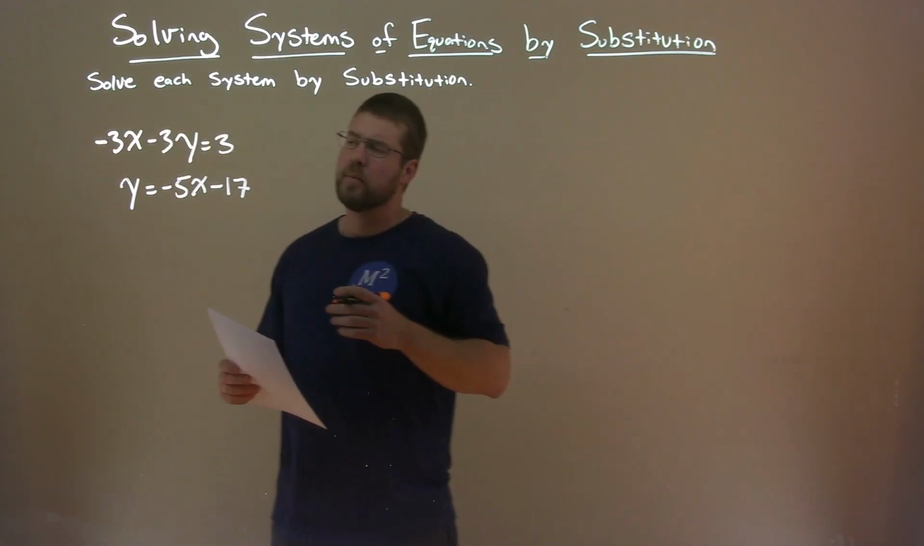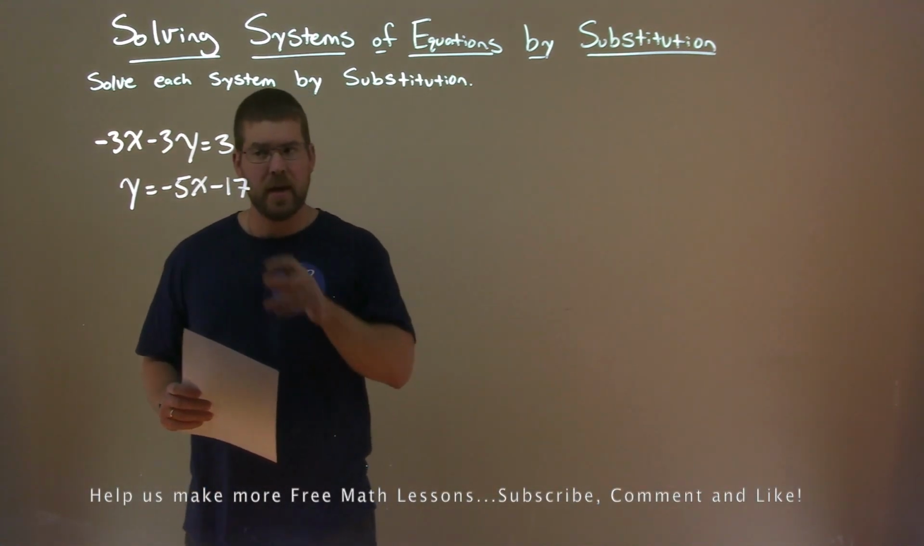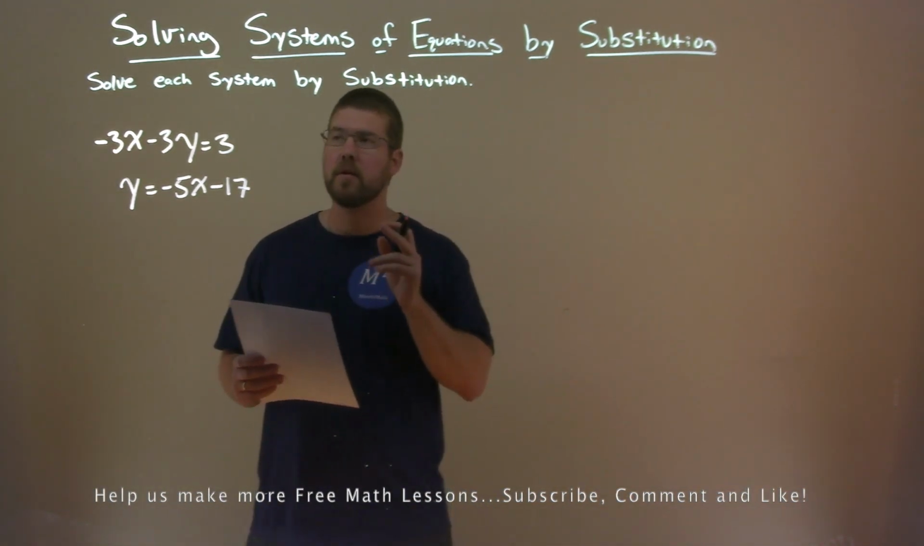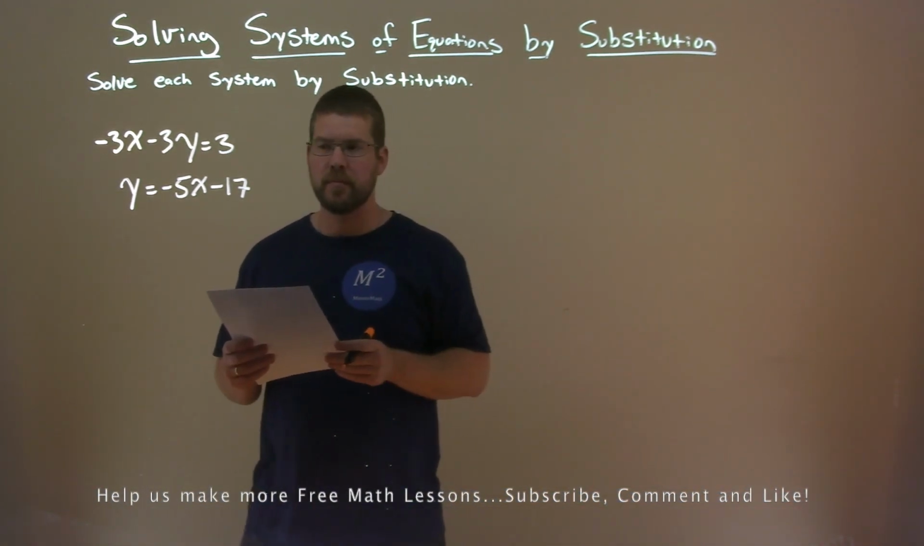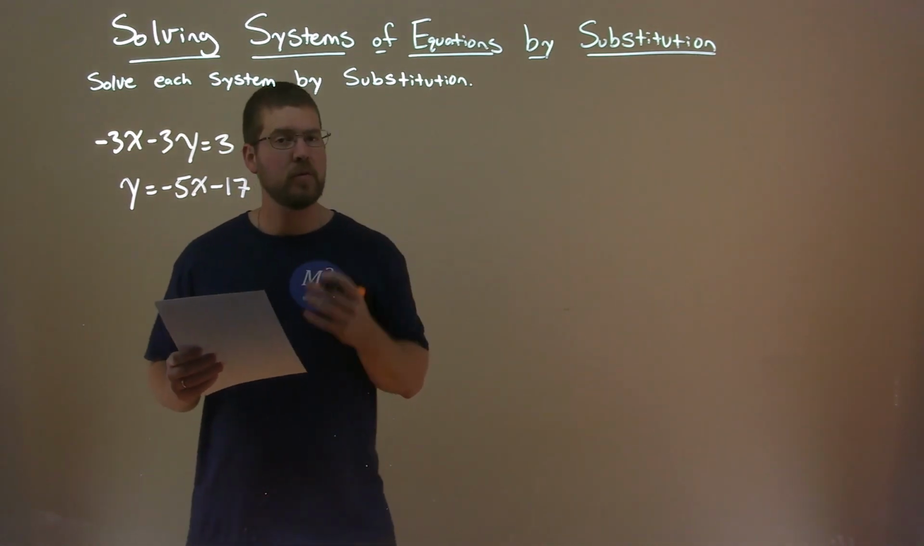We're given this problem here: negative 3x minus 3y equals 3, and y equals negative 5x minus 17. We want to solve this system by substitution. Well, we can see the second equation already has y by itself, so we're going to use that to our advantage.